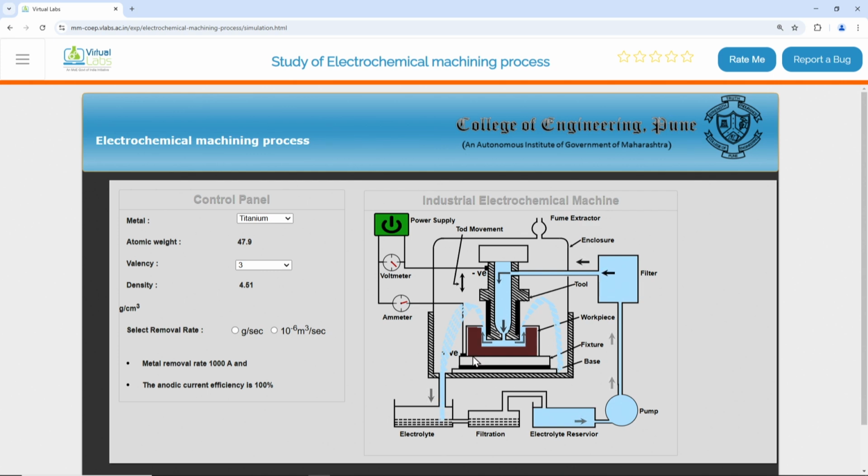You will see the complete container would be filled here, and the electrolyte is now going through filtration. After the cleaning, it is getting back to the electrolyte reservoir. This is just a study of the ECM process. I can click on the removal rate. Here it says the current is 1000 amperes and the kinetic efficiency is 100%. That is the assumption that they have taken.